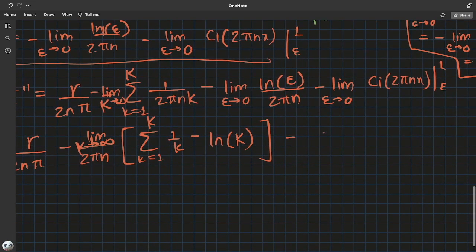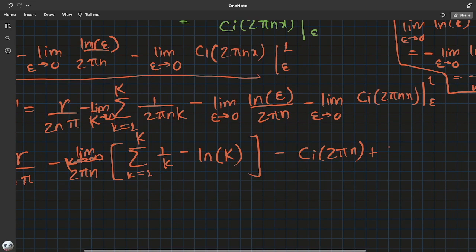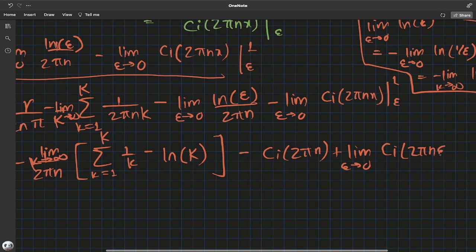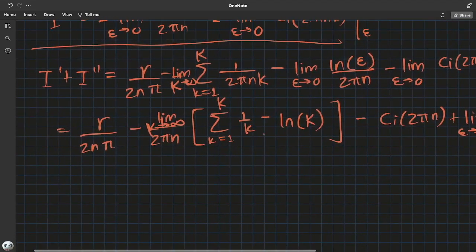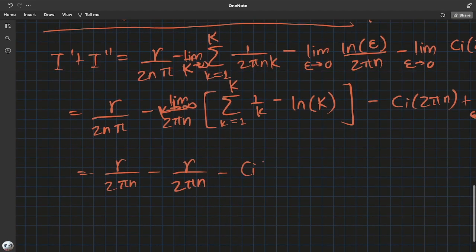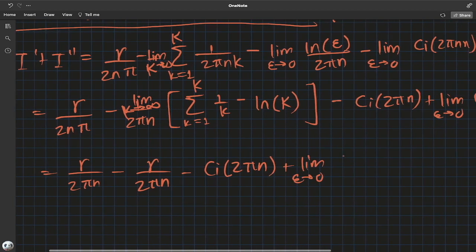minus, well, let's see what we have. We have Ci of 2 pi n plus limit as epsilon goes to 0 Ci of 2 pi n epsilon going out. Notice what this is. This is the harmonic series minus natural log of K, as you have infinite harmonic terms and infinite logarithm. So that just by definition is the Euler-Mascheroni constant. So you have another Euler-Mascheroni constant here, and the cosine integral terms are as they are, because we aren't really doing anything with them now.